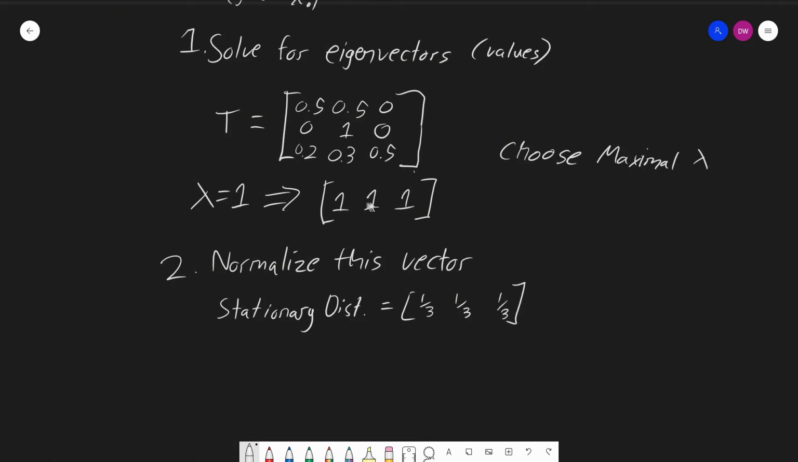Pretty much the formula is you simply add together everything inside of here and then divide each component by the sum of everything inside. So 1 + 1 + 1 is 3, divide everything by 3. That's how you get the stationary distribution.